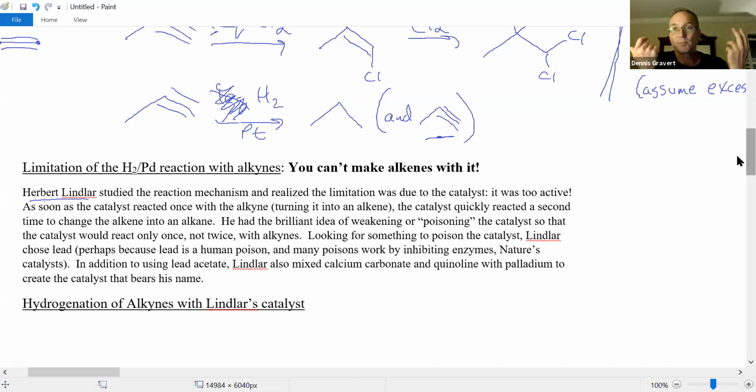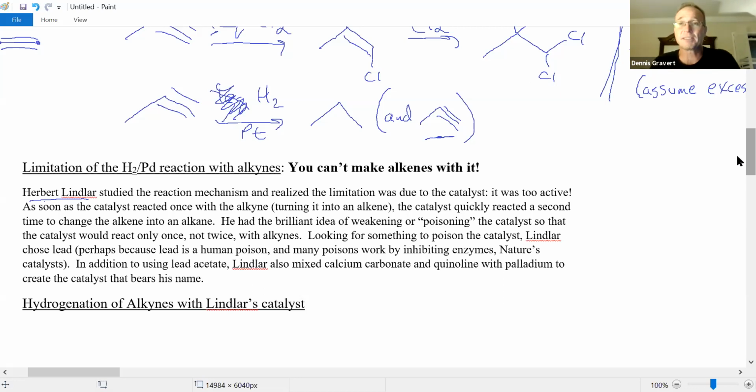So lead is a poison. Try to keep that out of our food, right? Don't eat lead-based paint, mercury, things like that. It turns out a lot of those poisons actually slow down or disable nature's catalysts, enzymes. And that's how a lot of poisons act in our bodies, because they inhibit the enzymes that keep us alive.